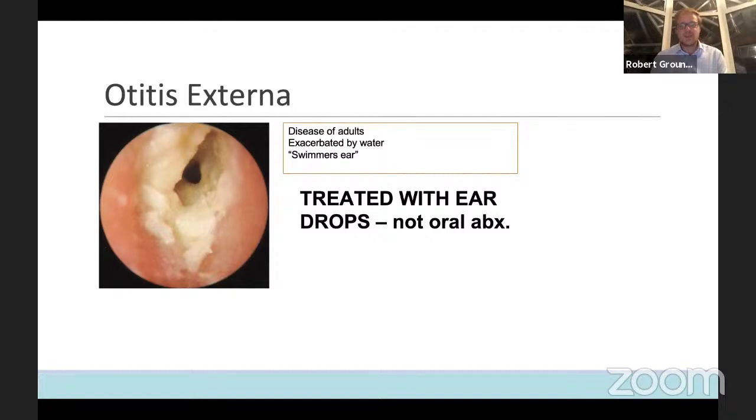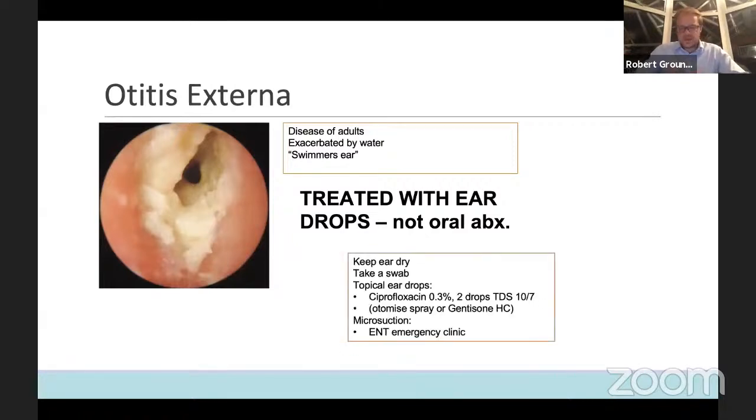And if there is one thing you take away from tonight, one thing at all, it is that otitis externa, when you suspect this, is treated with ear drops, not with oral antibiotics. The drops should contain some antibiotic in them and a little bit of steroid ideally, but that's not always the case. So we counsel patients to make sure they keep the ear dry.